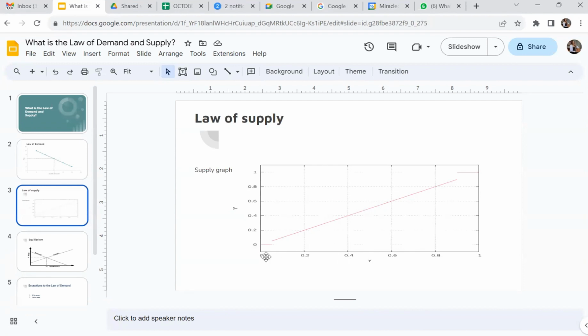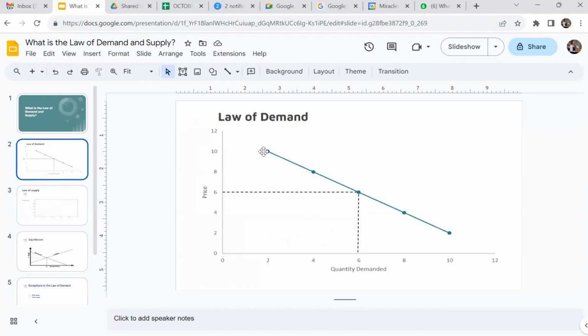This one we call the x-axis, and this one we call the y-axis. If the graph is going upward, these two things have a direct relationship. But when we come to here, you see the slope is downward, because the price and the quantity of diamonds have an indirect relationship.